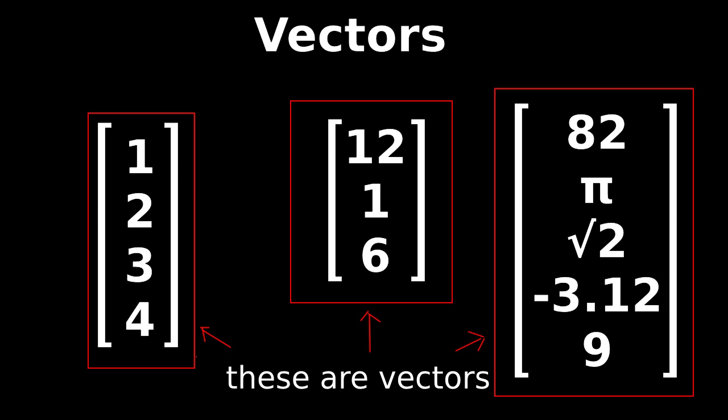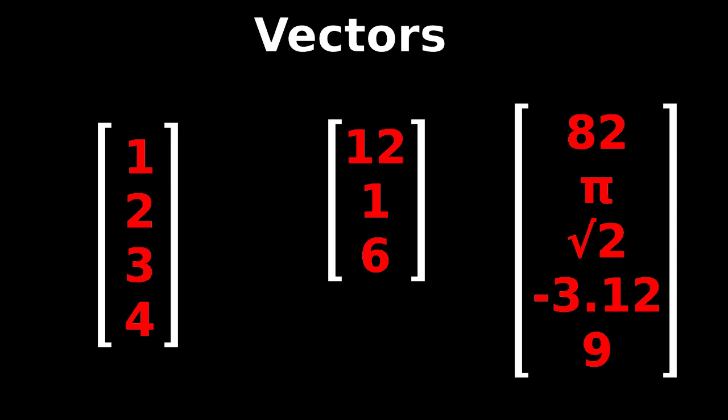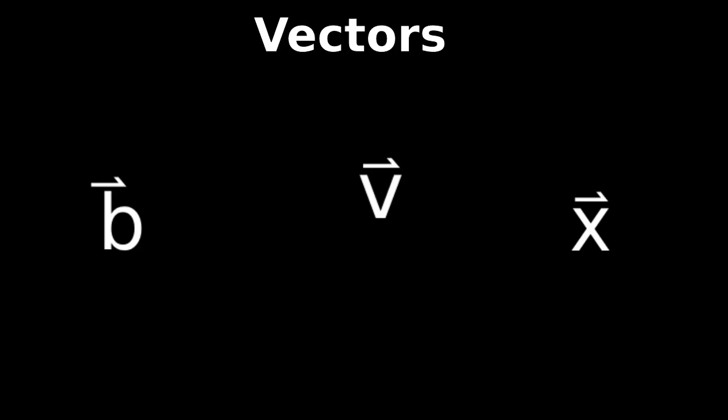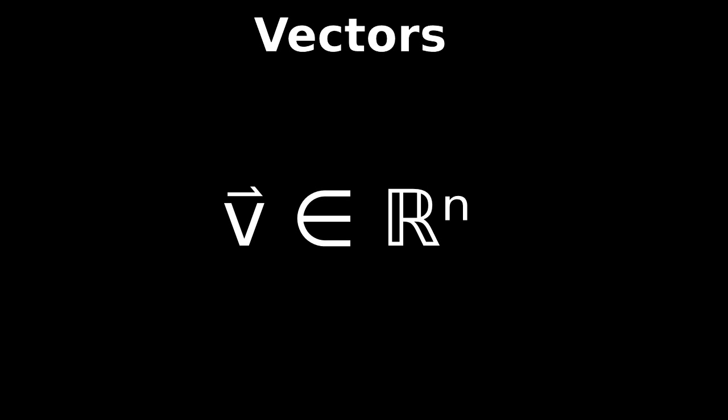When writing vectors, you write your numbers in a column, and you put square brackets around them. Vectors can also be represented with variables, just like normal numbers can. But when you write a variable for a vector, you'll draw this little arrow above it. Sometimes you'll also see bold lowercase letters used. When defining vectors, we use this notation.